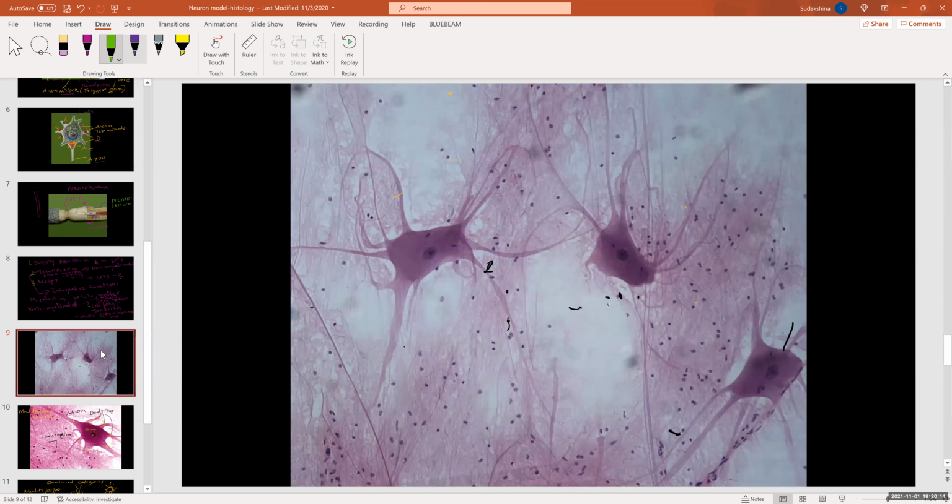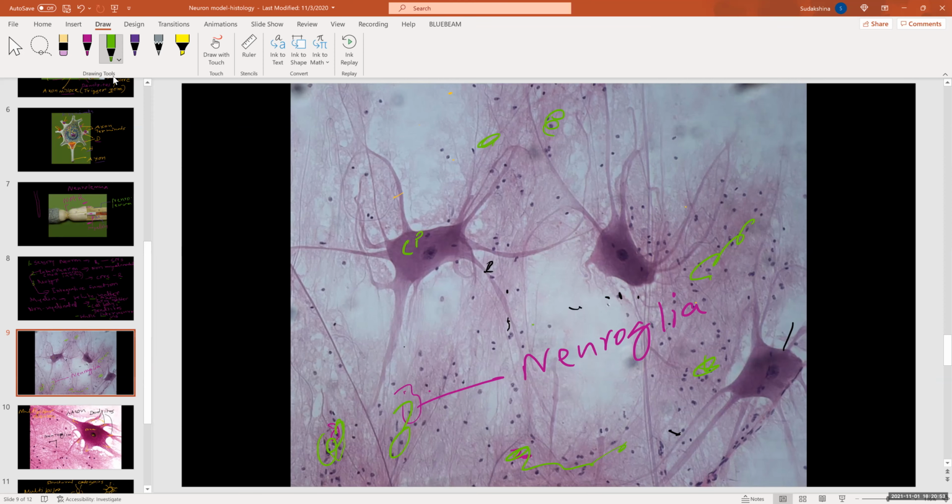So let's look at this. This is a histology image. Under the microscope, this is what you will pretty much see. First of all, all these tiny dots around, all of this, this is neuroglia, supportive tissue. You can see that most of these are actually neuroglia. 90% of the nervous system is neuroglia. And then here, these enlarged cells, these are neurons.